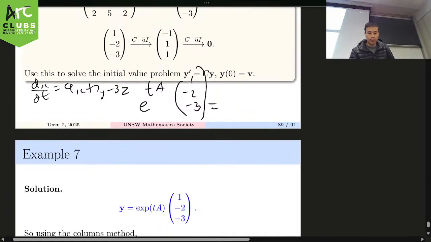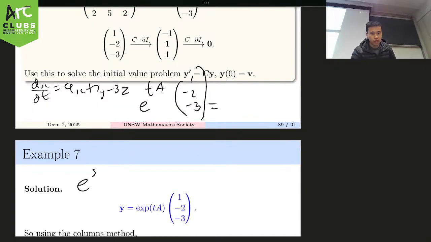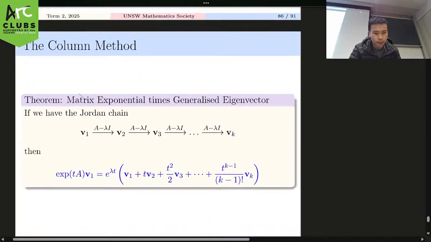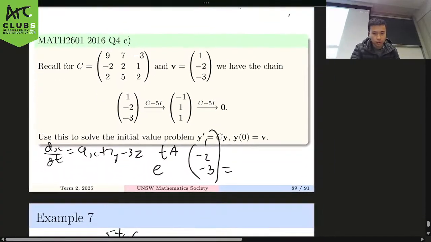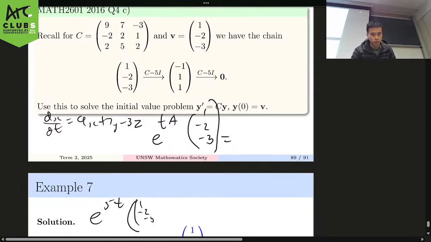Essentially the eigenvalue associated with our starting Jordan chain is 5, so e to the 5t. And then the starting vector, which one is it? The one that started here was (1, -2, -3), plus t times our next one, so (-1, 1, 1).